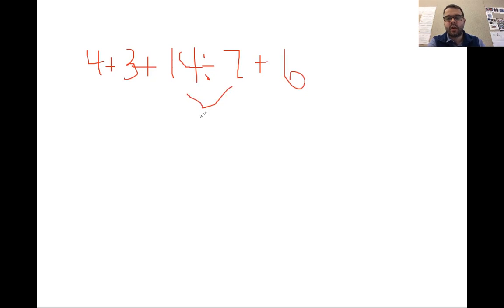And then to evaluate that, I'm going to draw a little arrow like that, and I'm going to write 2 here. And I'm going to rewrite the rest of these things. So I have 4 plus 3 plus 2, and then plus 6. So when I have this, all this is addition. So I can just add now, right? Add simultaneously. So 4 plus 3 is 7, plus 2 is 9. So I can write this is 7.